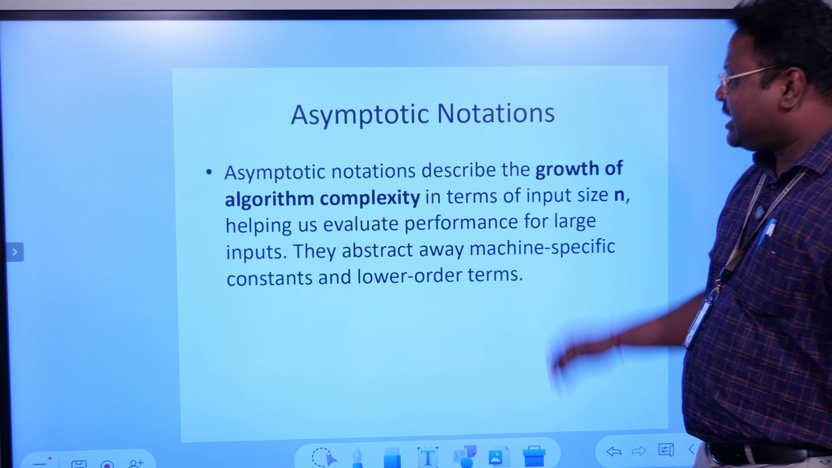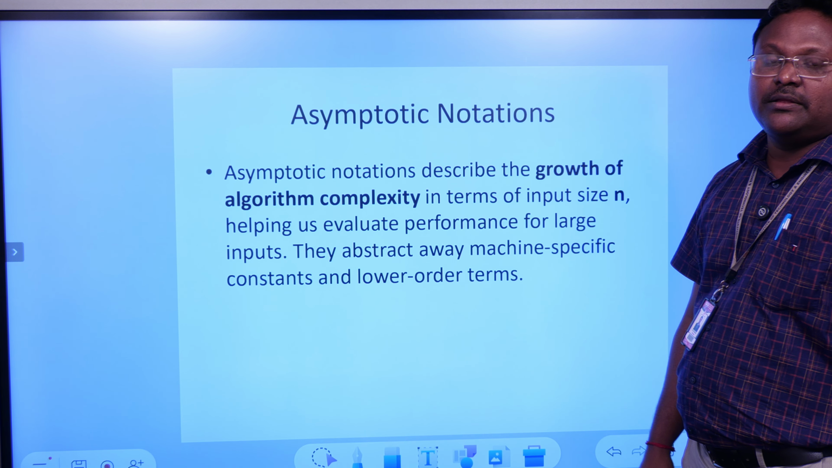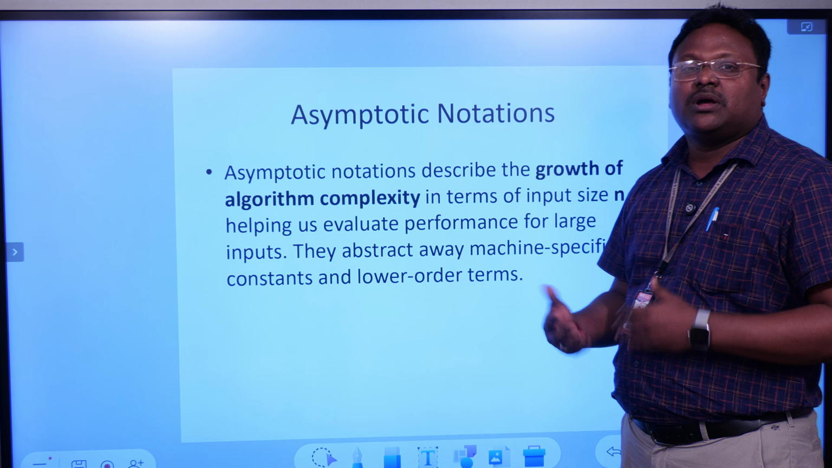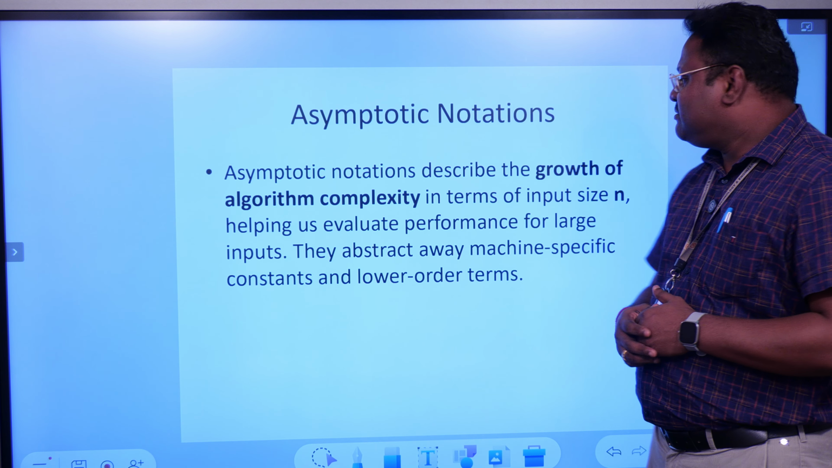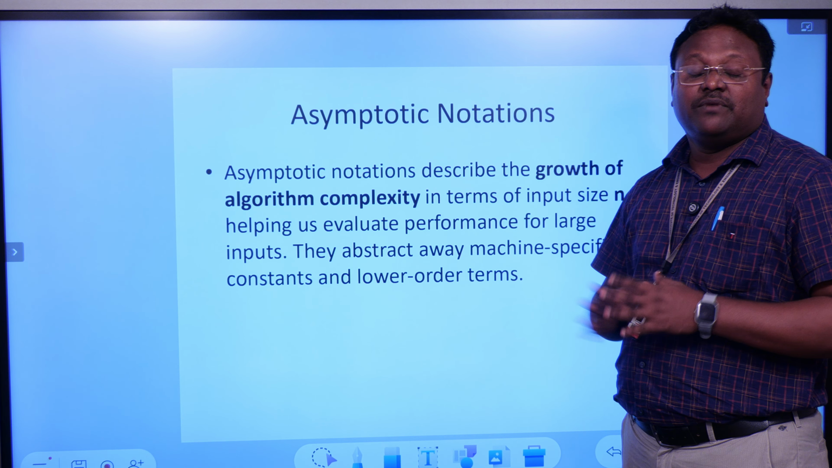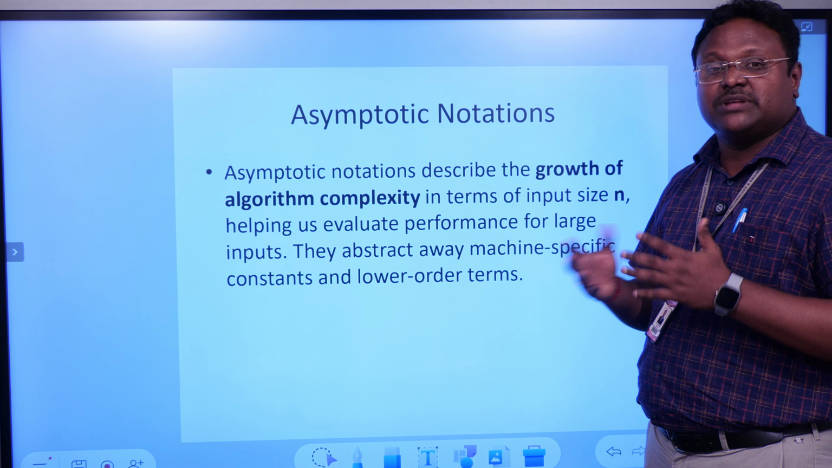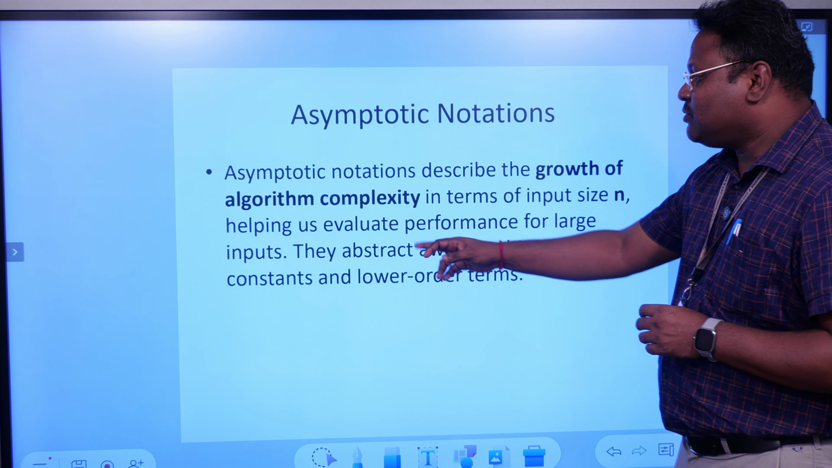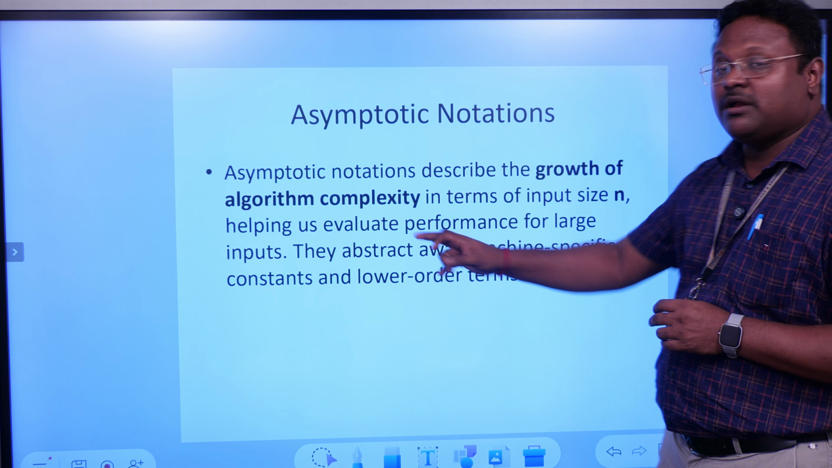Asymptotic notations describe the growth of the algorithm complexity. So how complex the program is in terms of input size. How much input size we are going to give. When we give a large input size, what complexity will occur? And we also have to evaluate the performance for larger inputs.